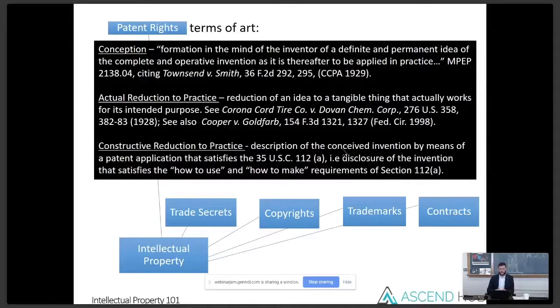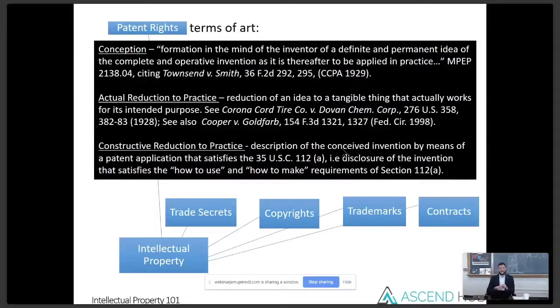Constructive reduction to practice is, now when the courts and when the law use the word constructive, they're really saying fake. And so we're talking about fake reduction to practice here instead of actual reduction to practice. Constructive or fake reduction to practice is the description of the invention by means of a patent application that satisfies the US law, i.e., it has to disclose the invention in a way that satisfies the how to use and how to make requirements of the patent code.